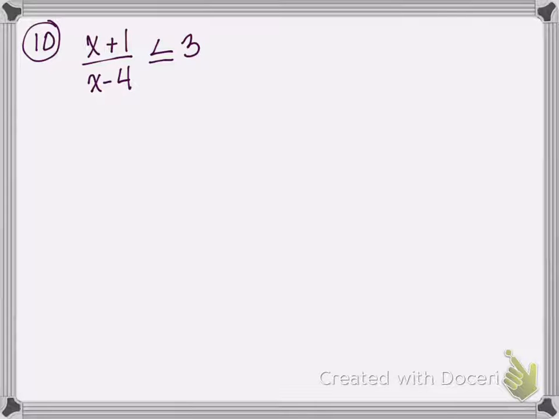So we're going to have a couple different critical values, and those critical values are going to help us determine our intervals. So our first step will be to solve. We solve this the same way that we would solve an equation with a fraction in it. And so we're going to multiply both sides by our denominator in order to solve. So we're going to multiply by (x - 4)/1.